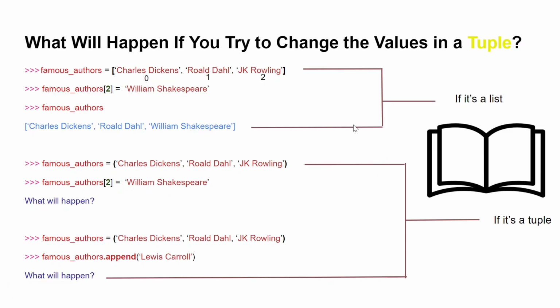But I do the same thing over here, except I declare it as a tuple, and try to replace J.K. Rowling with William Shakespeare in a tuple. And at the bottom, I do the same thing, but instead append or add the value Lewis Carroll, another famous author, to the tuple. So let's see what would happen if we tried these out in the idle shell right now.